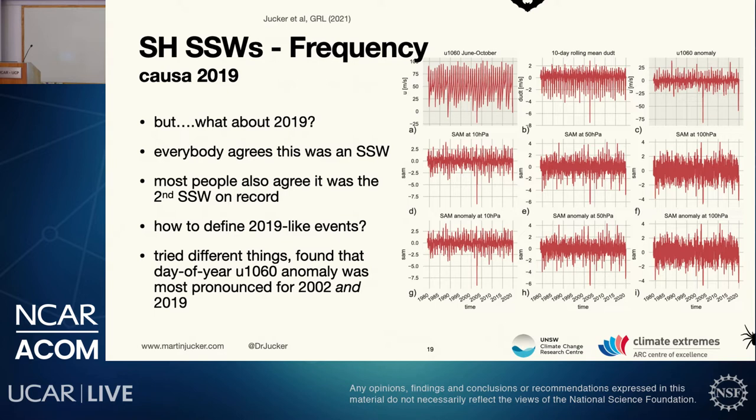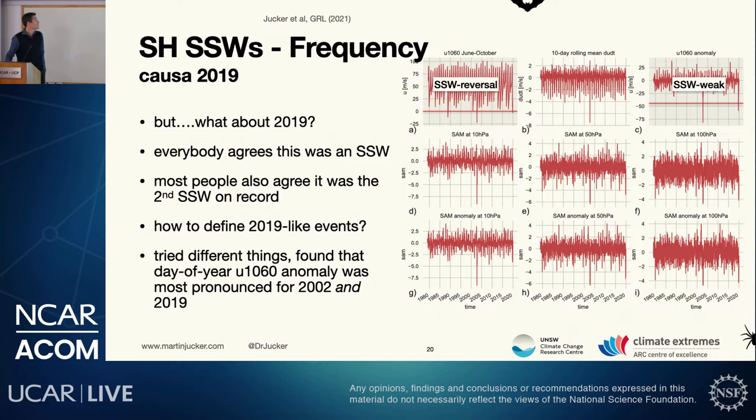And the one definition which got exactly 2002 and 2019 and no other event was really the day of the year anomaly here. So all other years are really very different to 2002 and 2019. Whereas in all the other definitions, you could also detect them, but if you detect 2019, you'll also detect other years, which we didn't really want. So this is the one we went for.